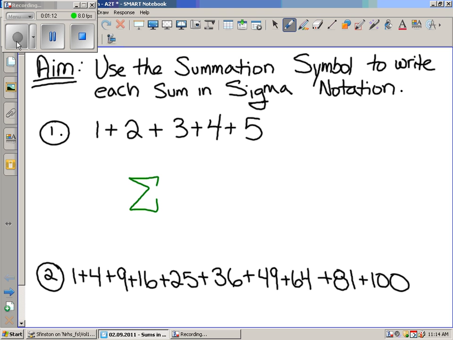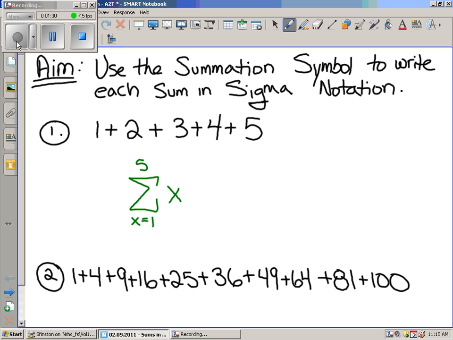Well, let's just use x. So x equals 1, and what is x going to go up to? x is going to go up to 5, and then we always stick a formula over to the right. What's the formula that when you plug in x would build this thing out? I think it's just x.